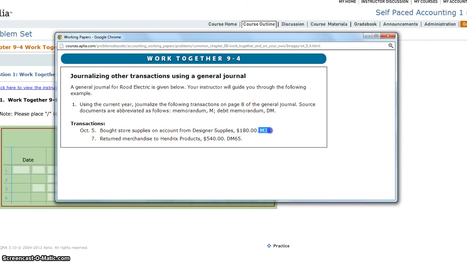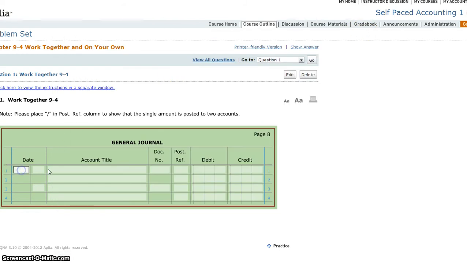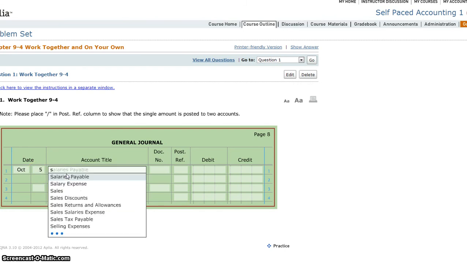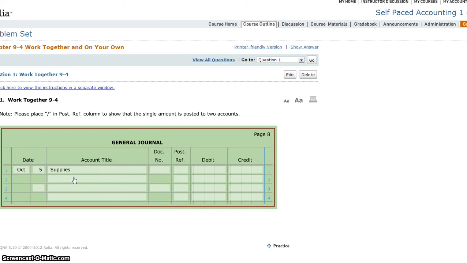And so we attach a memorandum to the actual receipt that we purchased this with, and we'll put it in our general journal. So we put this in page 8, so I have October 5th, and we know that when we buy supplies, supplies is an asset, and it's actually store supplies. Our document number is memorandum number 35, and we debit $180.